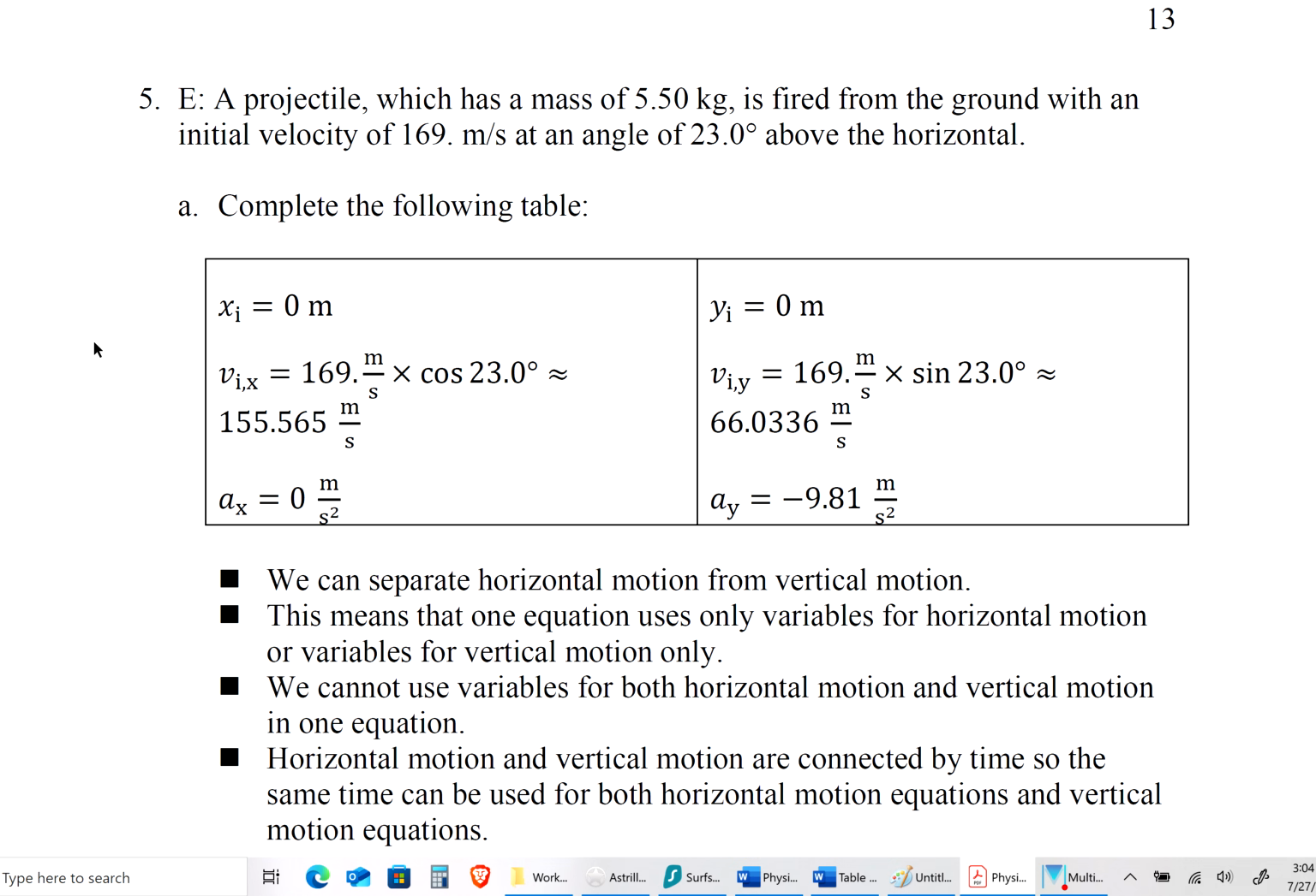Question 5. A projectile which has a mass of 5.50 kilograms is fired from the ground with an initial velocity of 169 meters per second at an angle of 23 degrees above the horizontal. So part A, complete the following table. This is the most important part of the problem. If you cannot do this, you're going to get the problem wrong. You need to separate the x variables and the y variables, the horizontal variables and the vertical variables.